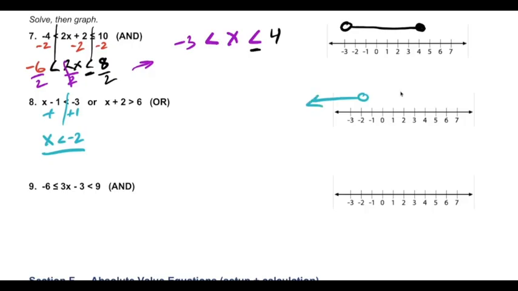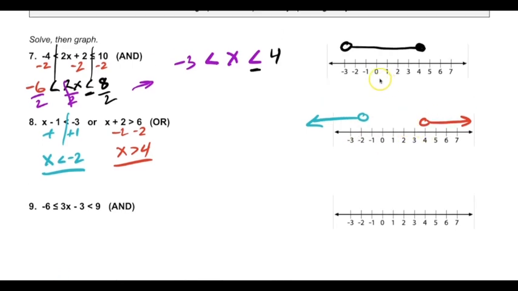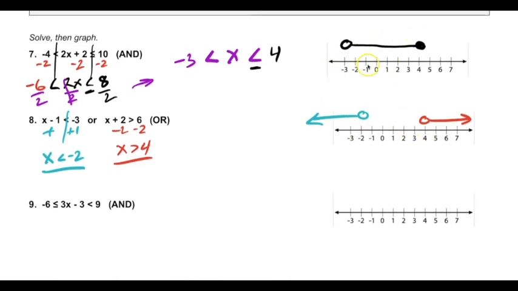Then let's graph the other one: or x plus 2 is greater than 6. We're going to subtract 2 from both sides. X is greater than 4. So here's 4, open circle, and we're going to the right. And there you go. Remember, it's an or statement. They tend to look like this, not always, but most of the time, as and statements tend to look like this, again not always, but most of the time.